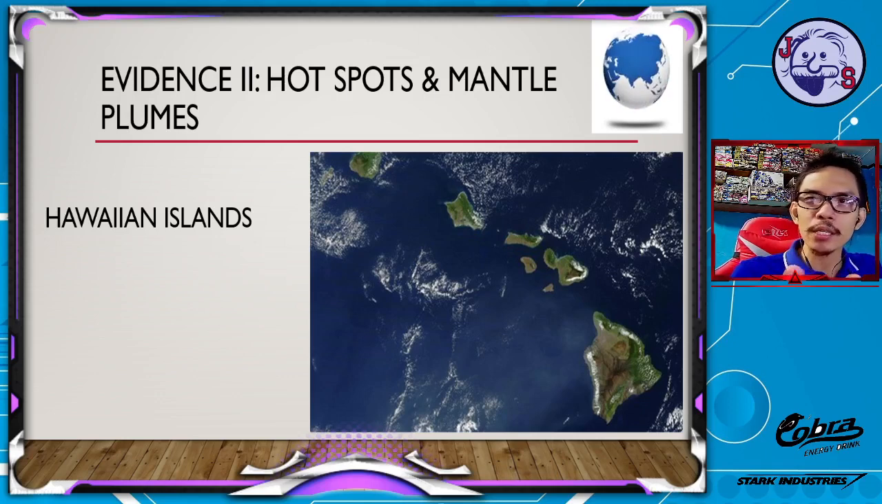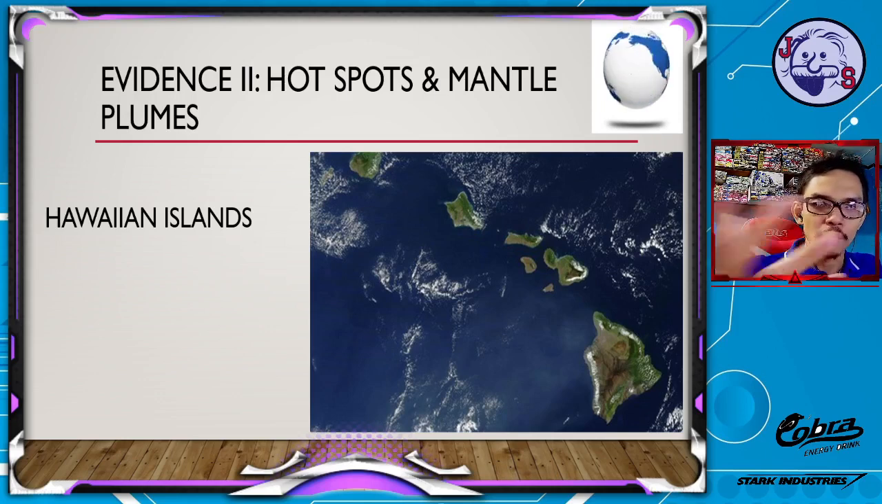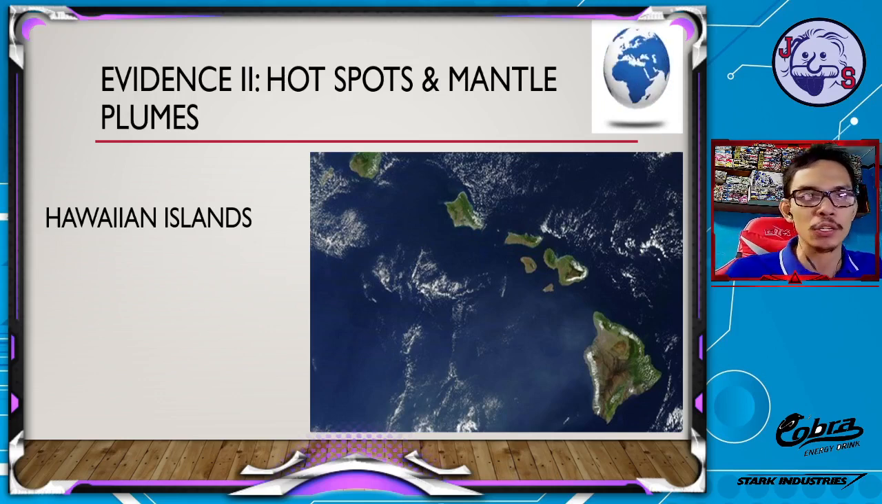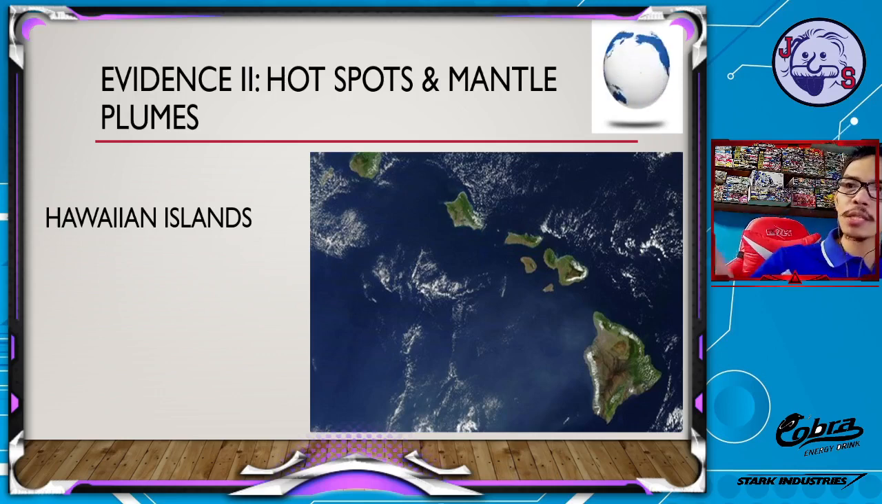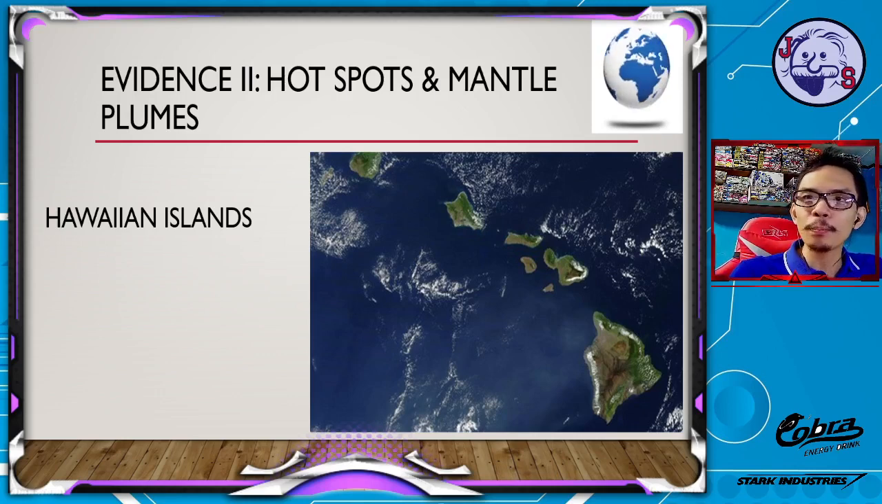The second question is: is it possible to use the islands to showcase the direction of movement of the plate? So we are talking about direction. Can these islands tell us the direction of the movement of the Pacific Plate on which these islands are seated? Is it possible? If that is possible, how? How do we use these islands as a reference? You can pause this video and put your answer in the comment section below this video.